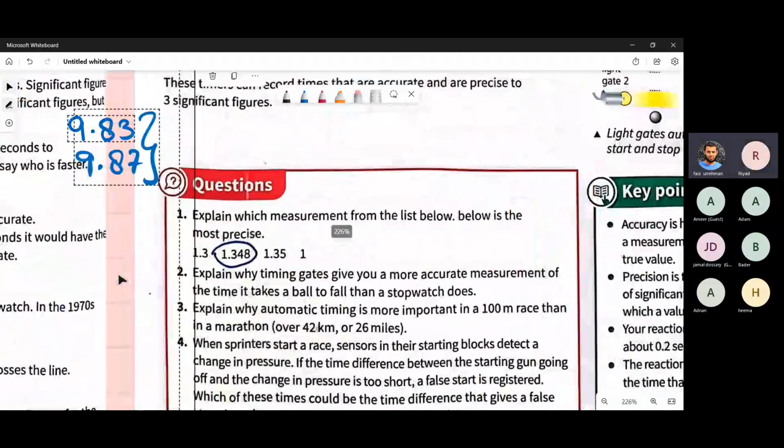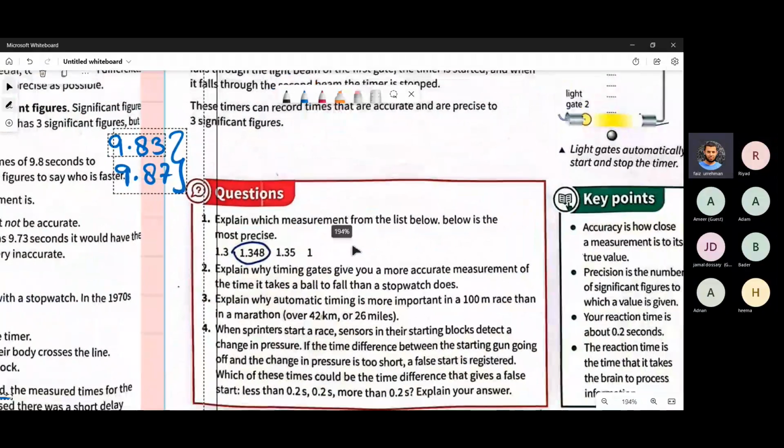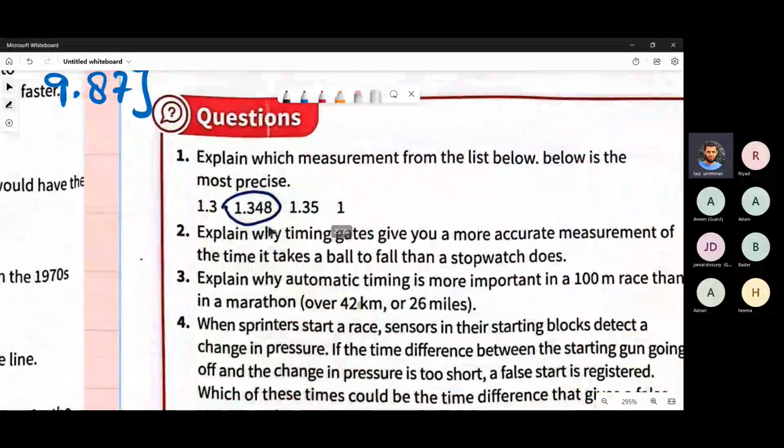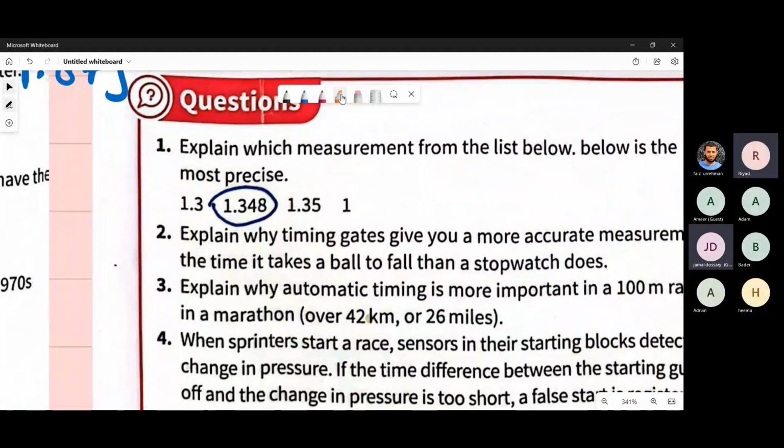Explain which measurement from the list below is most precise. The one that contains more digits. The one that contains more numbers after the decimal.